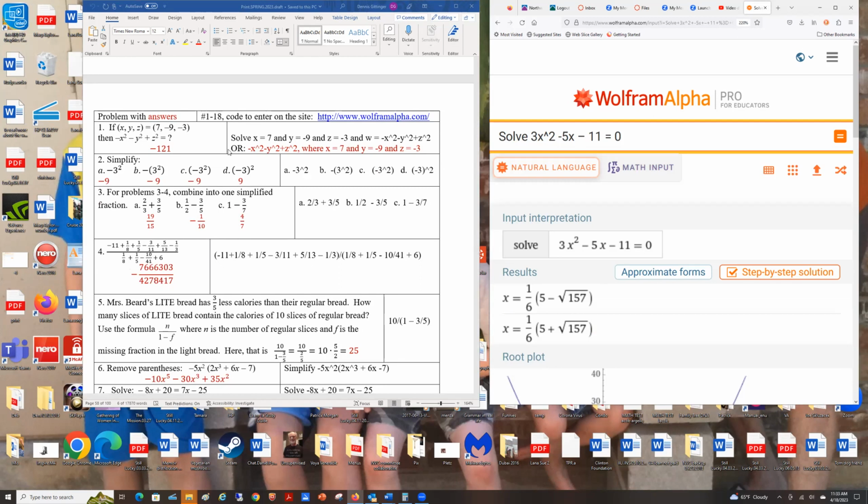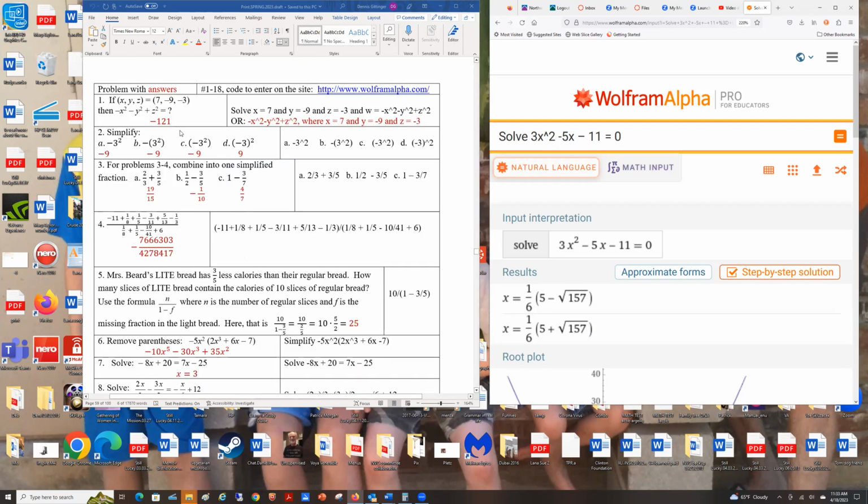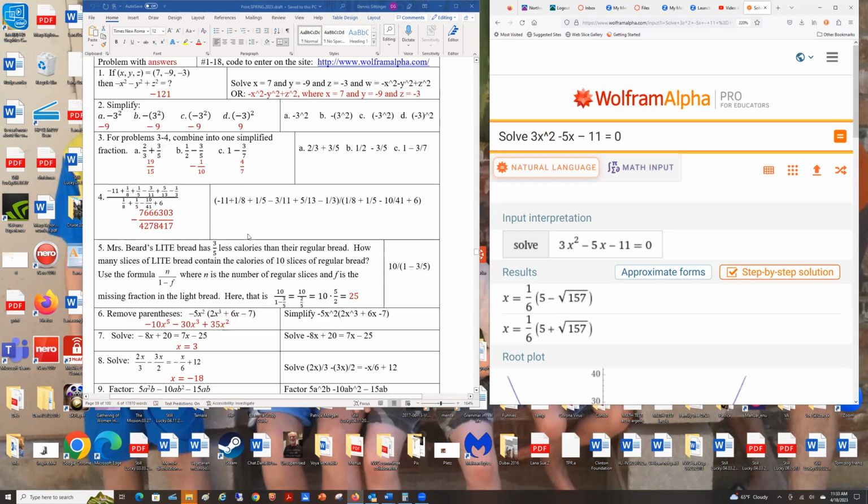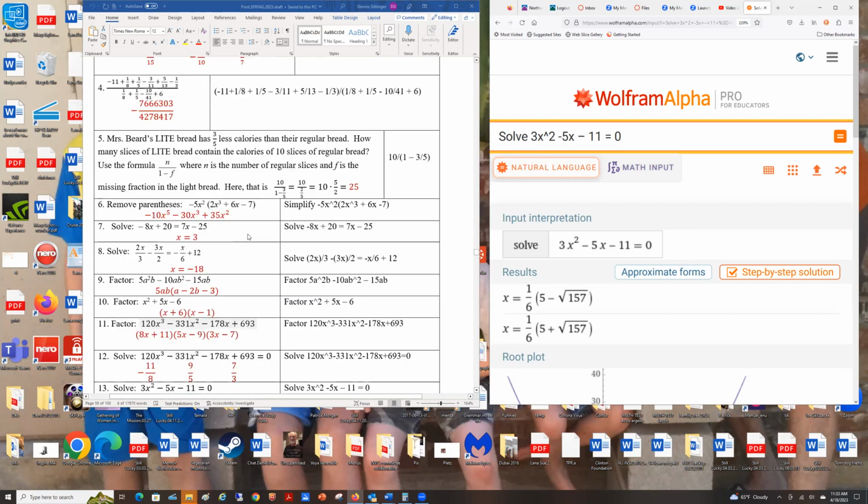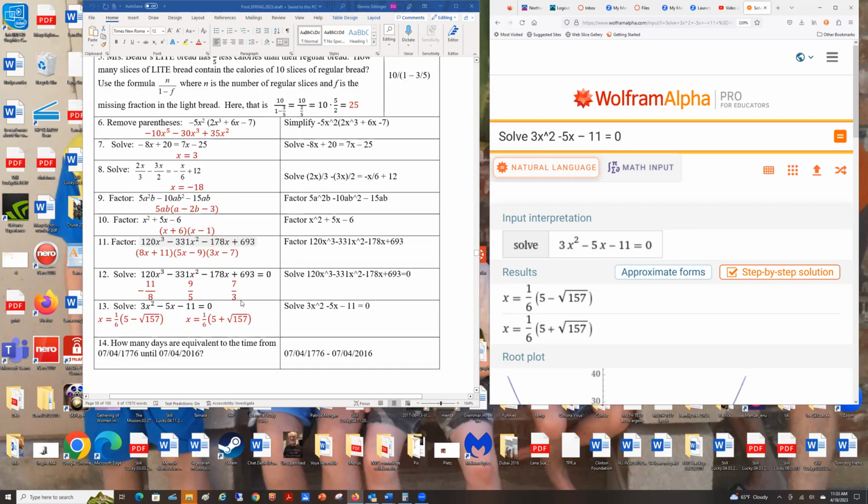is work all the practice problems on page 59 and 60 and see if you get the same answer that I got. This is going to give you some practice at Wolfram Alpha. I have the problems on the left and the code on the right. And if you get what I've got in red there, you're in good shape. Notice what I have for number 13, the answer. I have both of these.